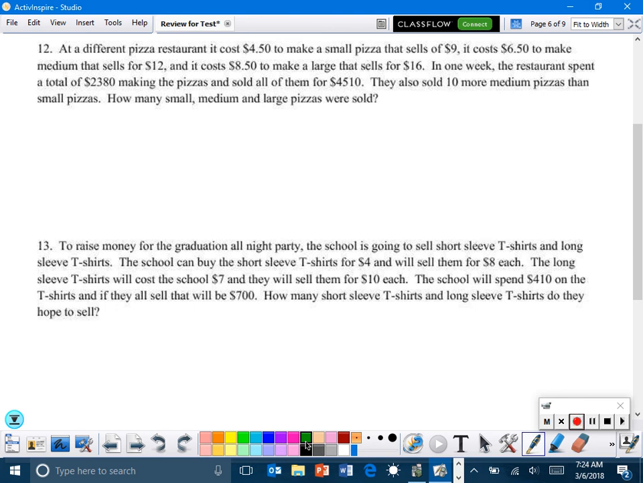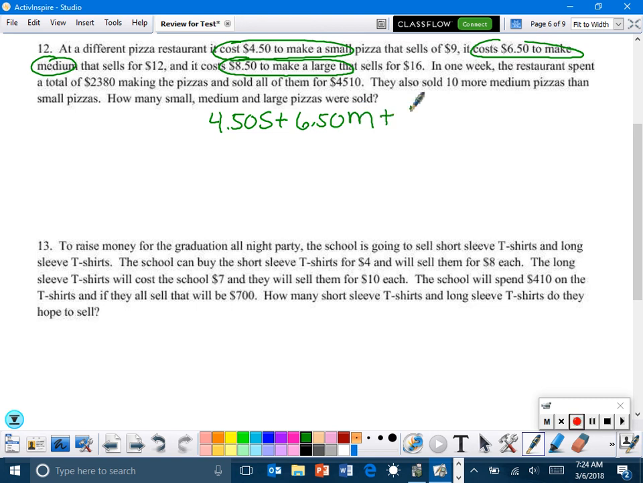All right, well, let's start off with how much it cost them to make it. So the small cost $4.50 to make it. The medium cost $6.50, and the large cost $8.50. So $4.50S plus $6.50M plus $8.50L equals $2,380.